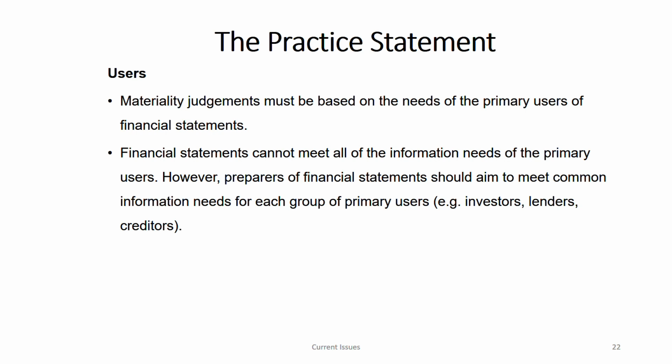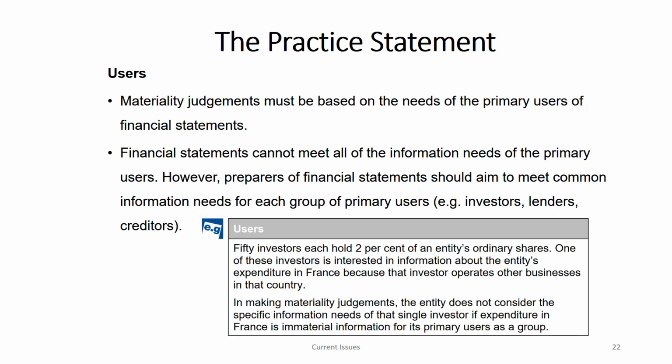Some are very specific to a specific individual, to a specific type of stakeholder. If you don't include it, it's still okay. Fine. So common, I have also mentioned in the bracket: investors, lenders, and creditors. These are the three very primary users. There are others, but whenever we talk about users, mention these three. Okay. An example has been given to you.